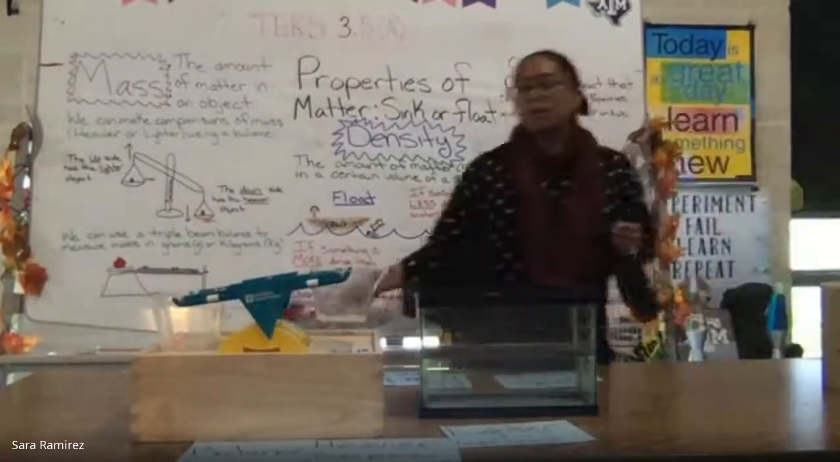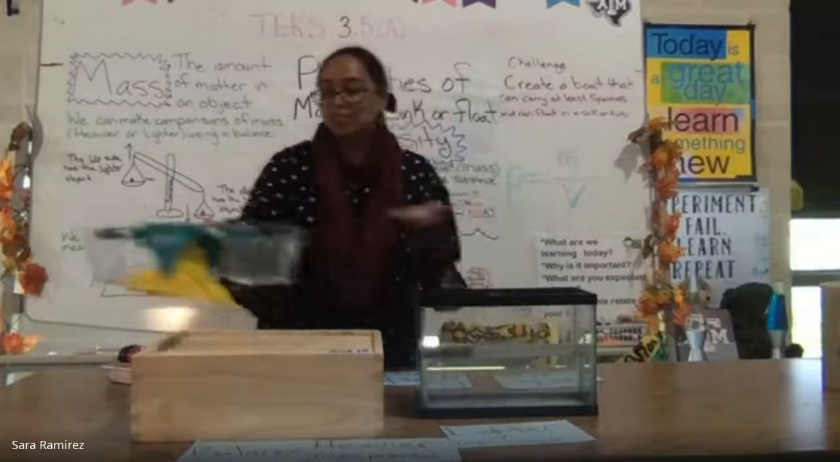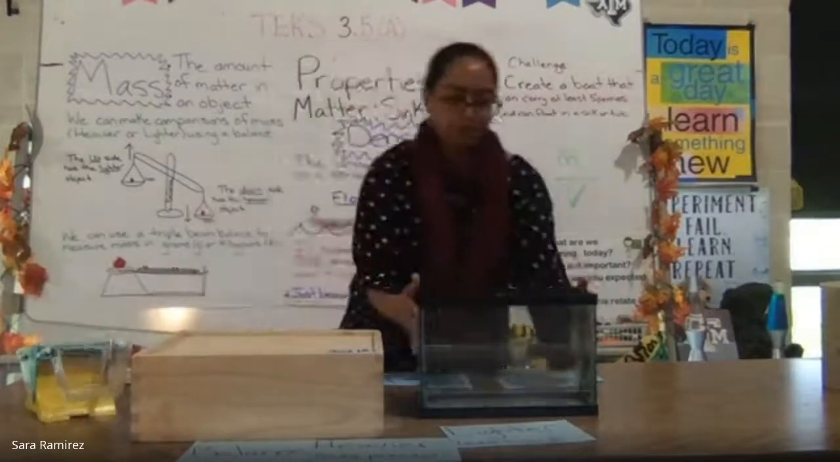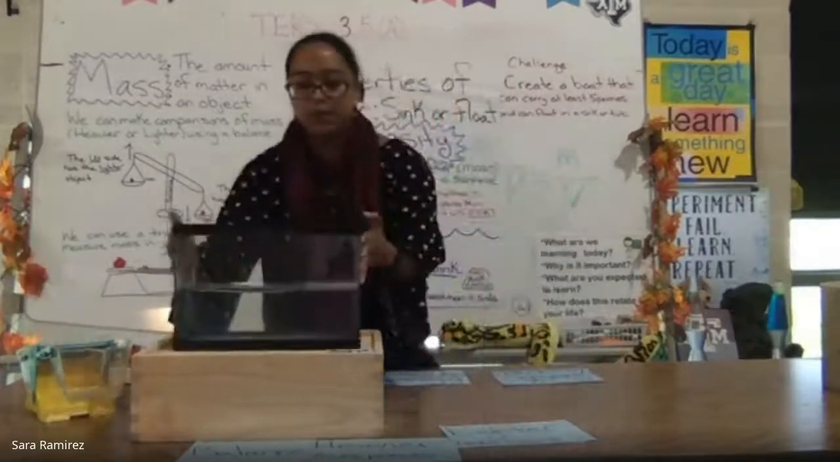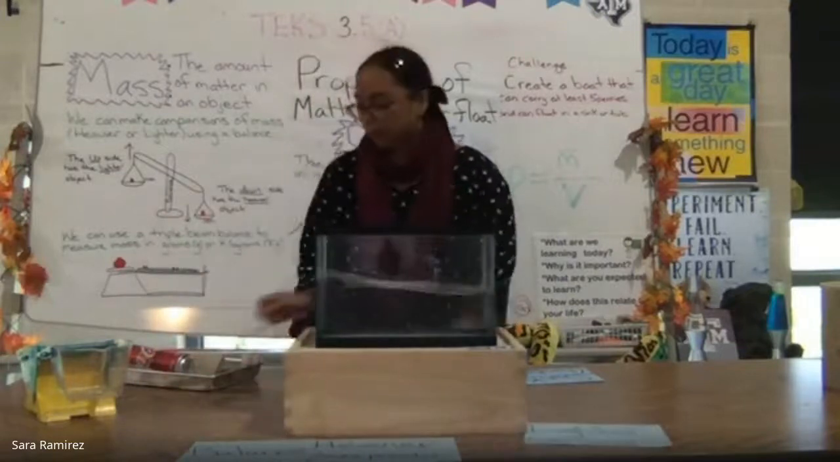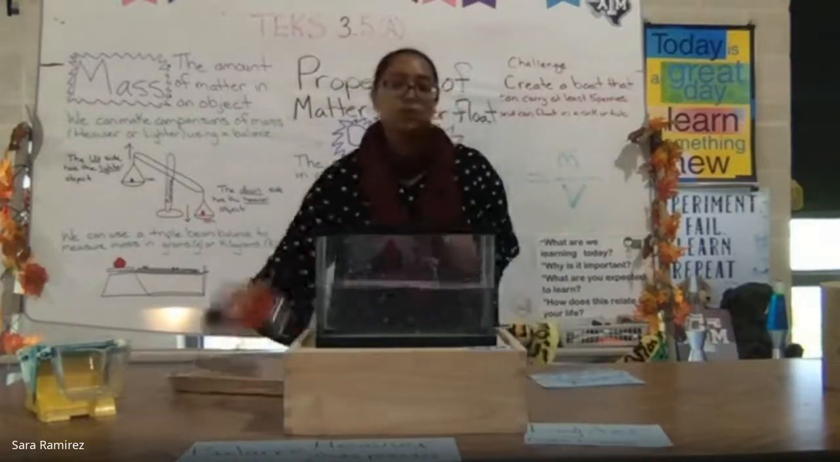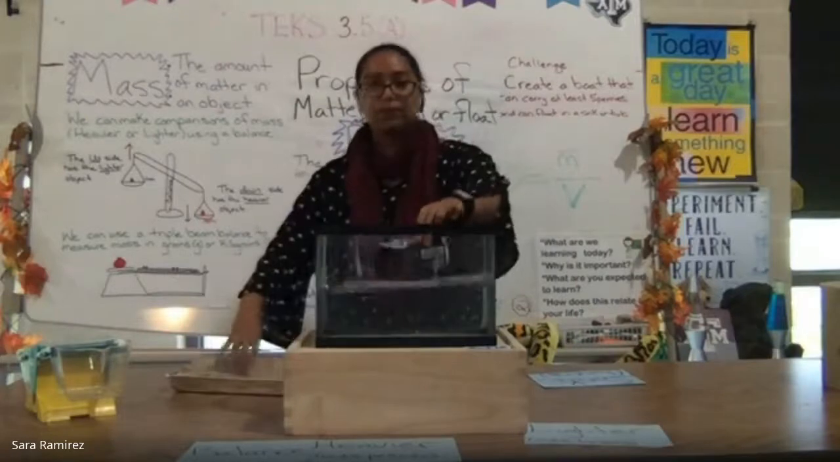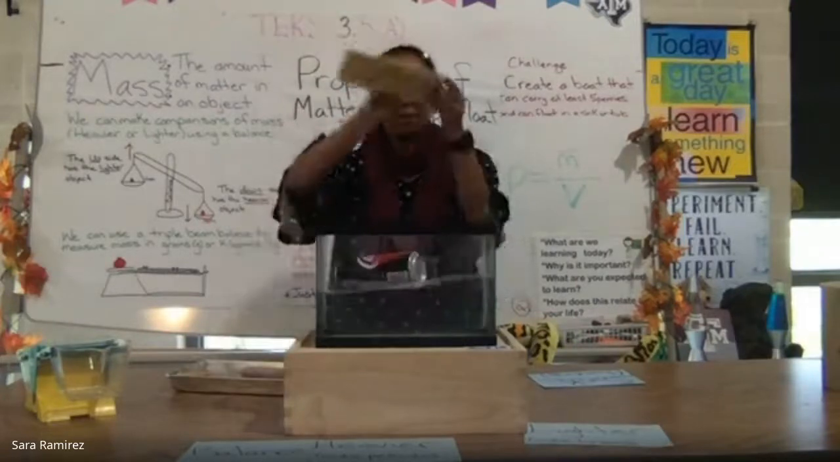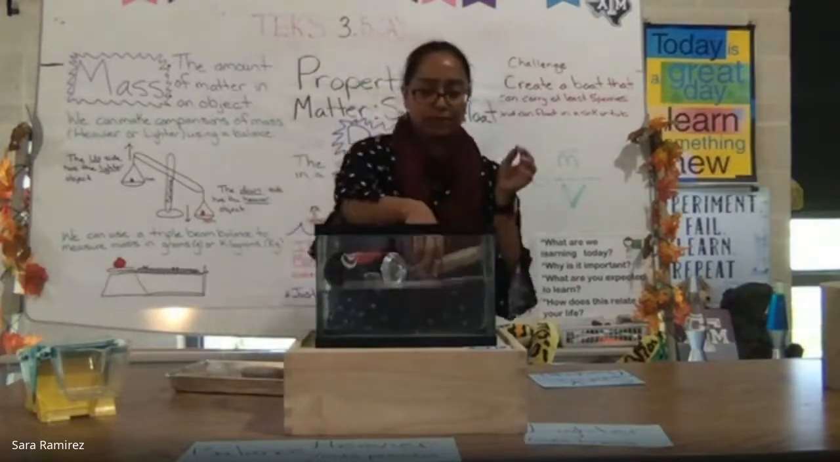So the tool that we're going to be using to test sink or float is just a container filled with water. So here we have it. We're going to start off with our 2 biggest items first. So we have our can of Coke. We have our piece of wood.